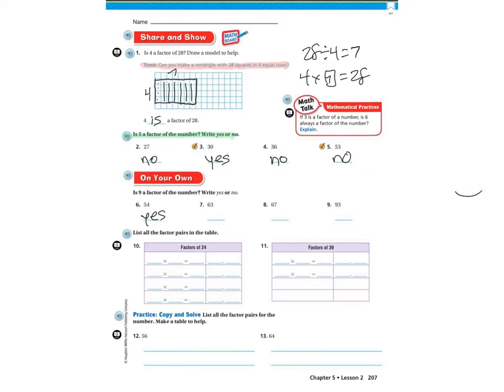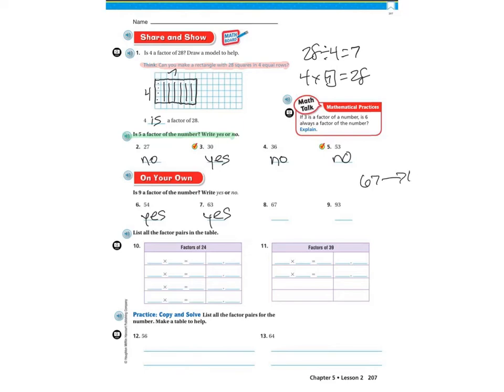Let's do the same thing with 63. 63 is the same as 6 plus 3. That's how we're breaking it apart. Equals 9. And 9 divided by 9 is 1. So that's another yes. Now let's go over to 67.